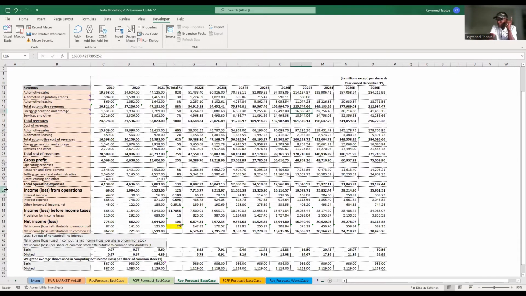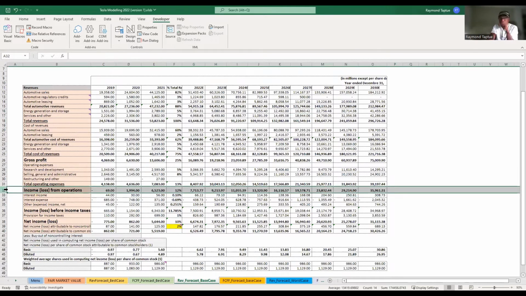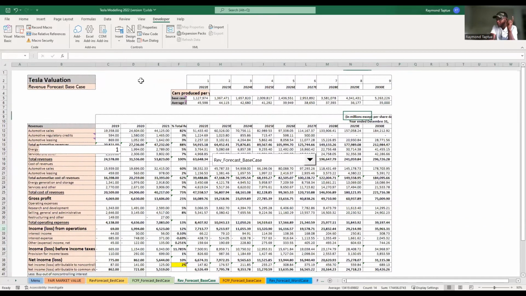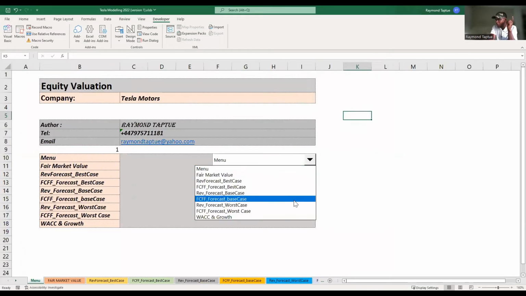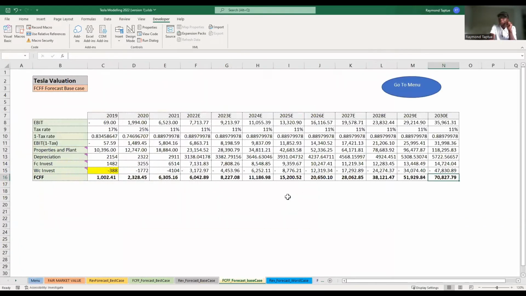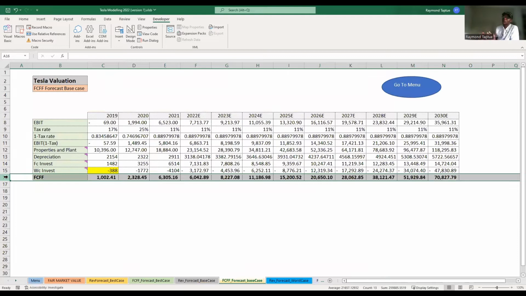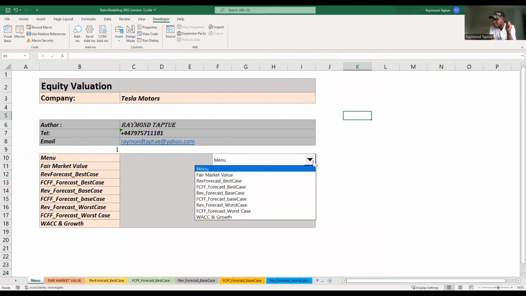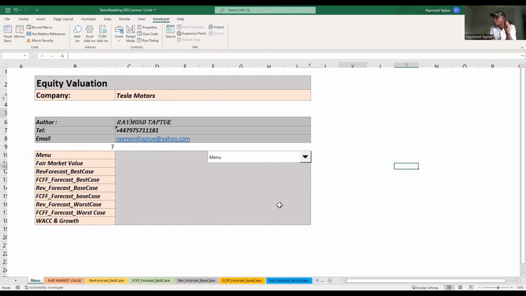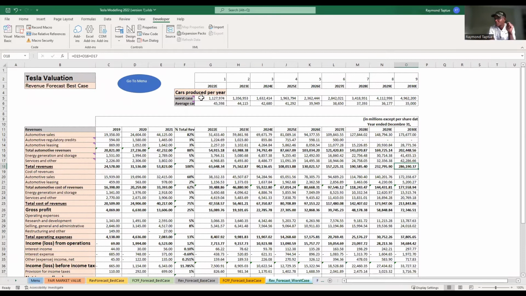And this is our EBIT that we will use in our forecast of the free cash flow to the firm under the best case scenario. The other assumption will still remain the same. So here is our forecast of the free cash flow to the firm under the best case scenario. So we are going to go back and do the same under the worst case scenario.